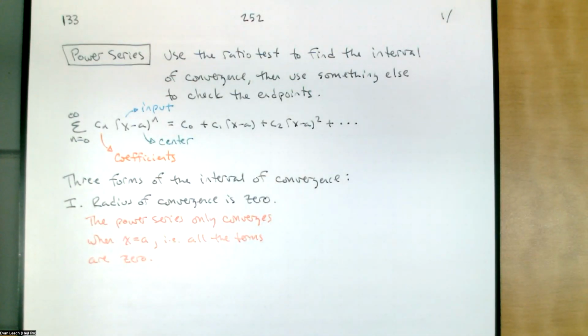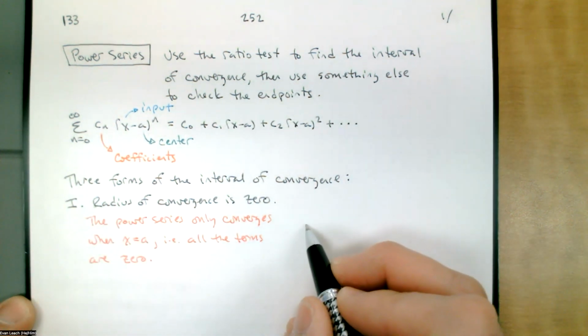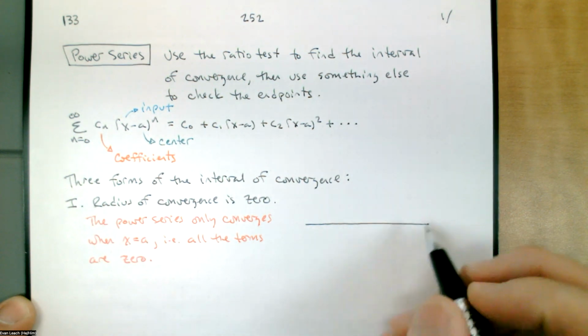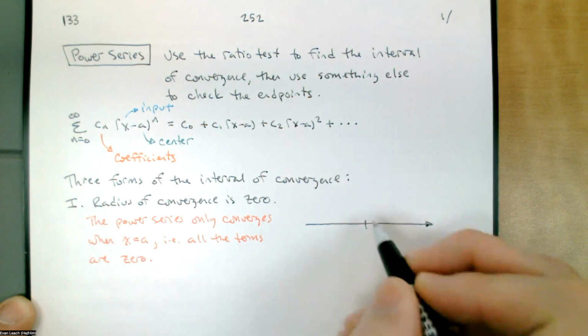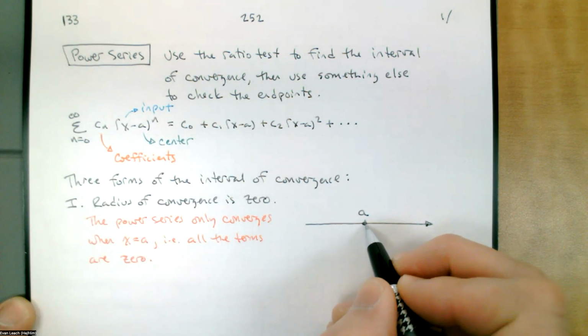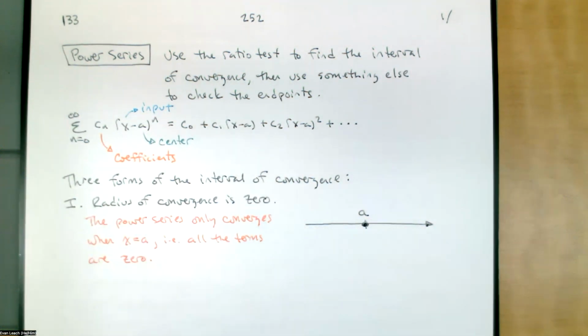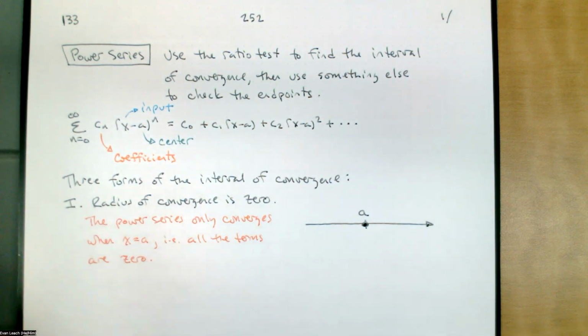The power series only converges when x is equal to a, that is, all the terms are zero. There's a graph of the interval of convergence when the radius of convergence is zero. We always get convergence at the center of the series, and then we start expanding out from that depending on the coefficients. The coefficients will determine how far around the center we get.